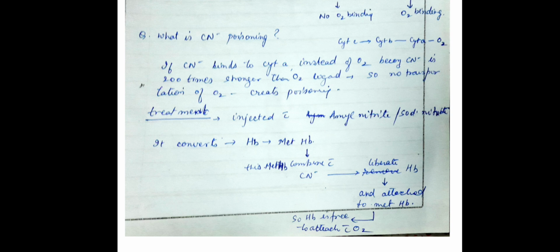We can say potassium cyanide is poisonous to the human body. So this is cyanide poisoning. Why is it poisoning? Because the oxygen level of the iron decreases and the vacant site is attached with the cyanide groups. So what is the treatment for this?